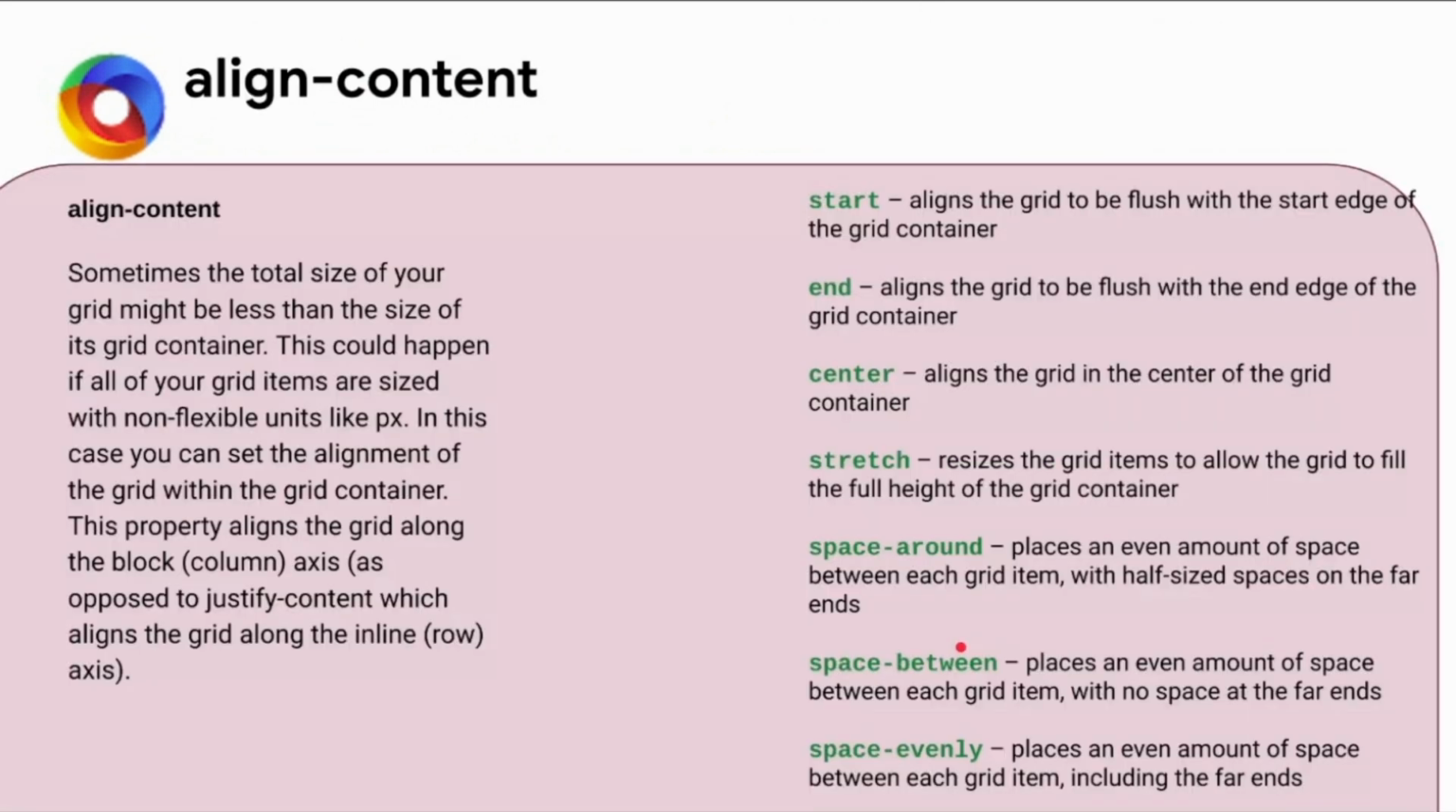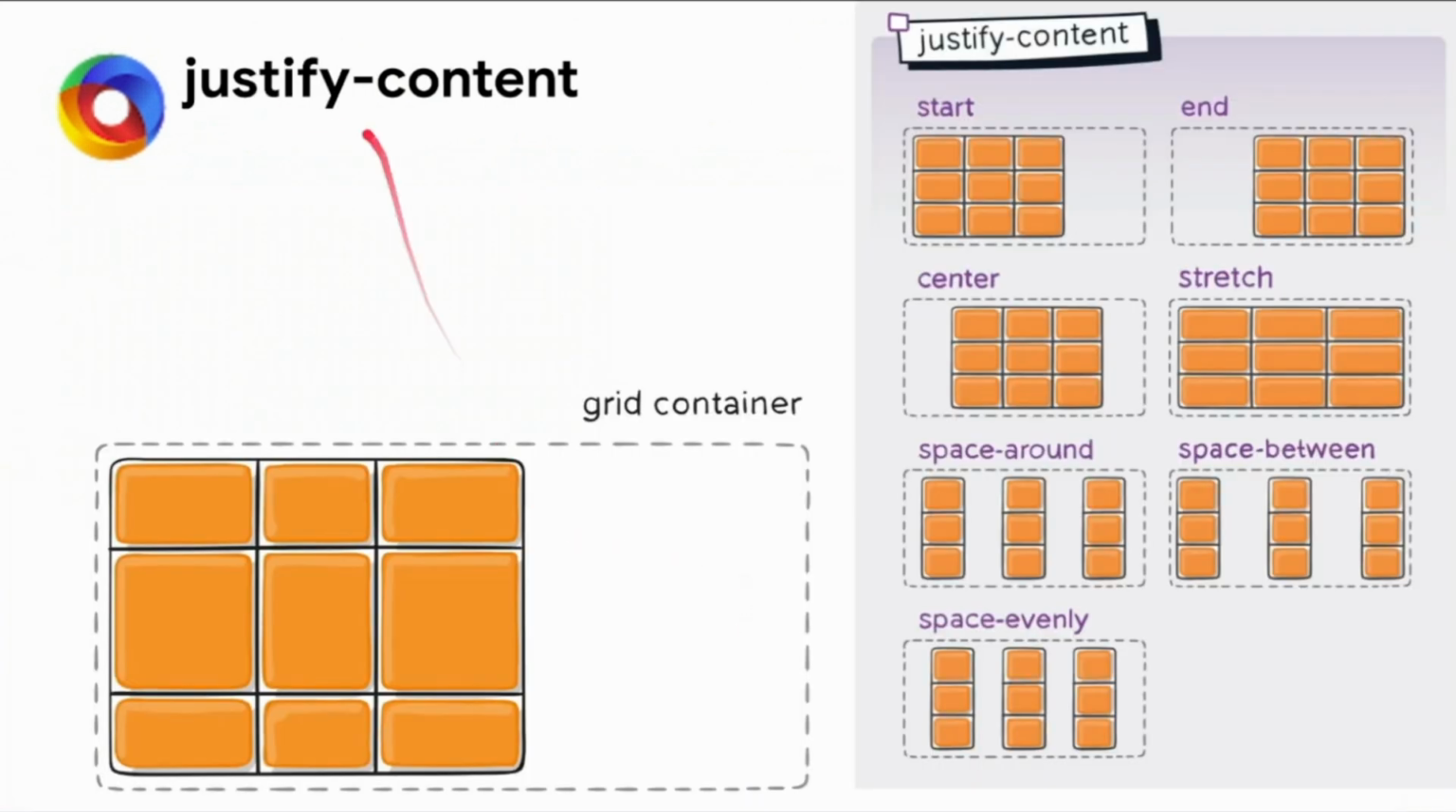Okay. Similarly, align content. You can say justify content is for the horizontal extension, like horizontally if you have empty space.